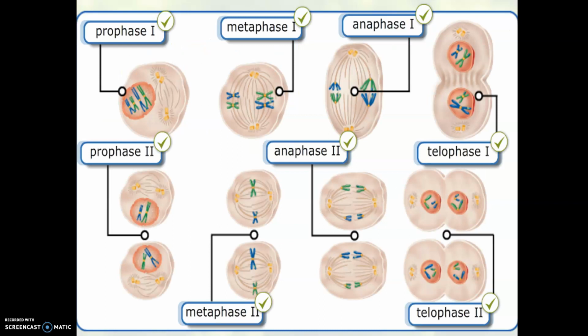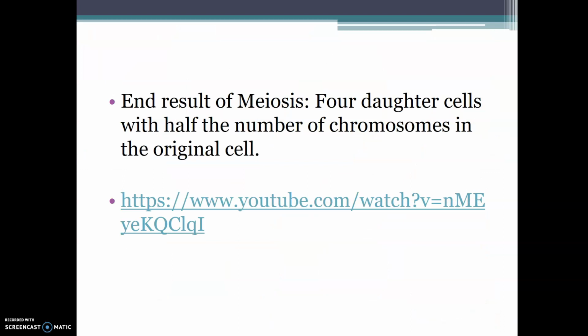All right, this is a great picture, and this might be something that you come back to over and over because we are going to be making some flip books for meiosis and mitosis, and this picture right here would be awesome for you to use in that flip book for meiosis. So the end result of meiosis is 4 daughter cells that each have half the number of chromosomes as the original cell that it came from.